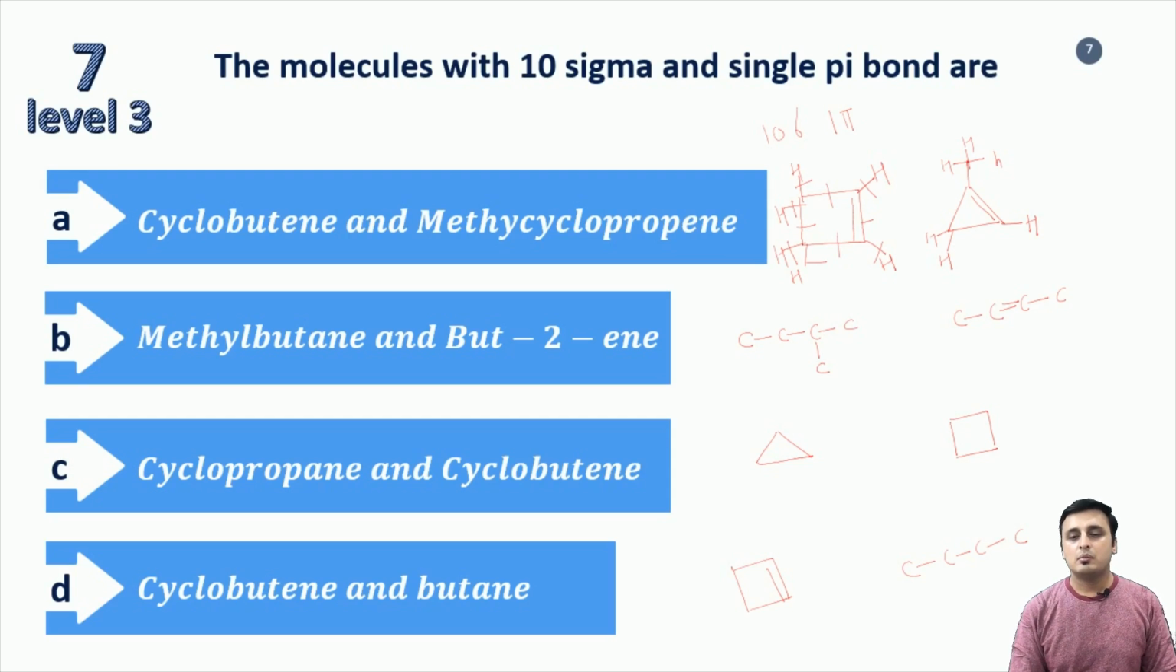Now coming to methylcyclopropene, we can find how many sigma bonds and pi bonds there are. Sigma bonds are 1, 2, 3, 4, 5, 6, 7, 8, 9, 10, and 1 pi bond is present. So similarly here also 10 sigma and 1 pi bond are present. It means that the very first option is the correct answer for this question, and similarly we can solve the other structures, counting sigma and pi bonds, to justify that option A is the correct answer. The correct answer is option A, cyclobutene and methylcyclopropene.